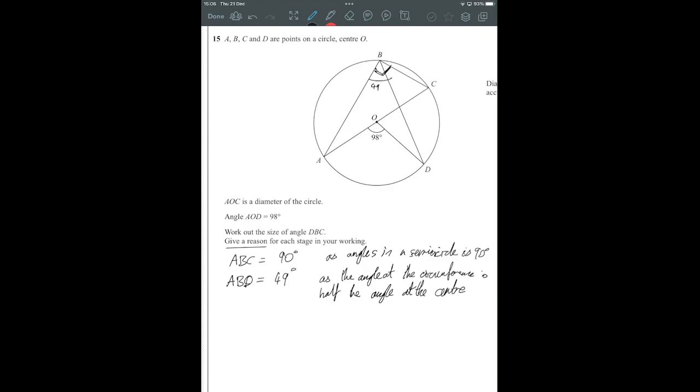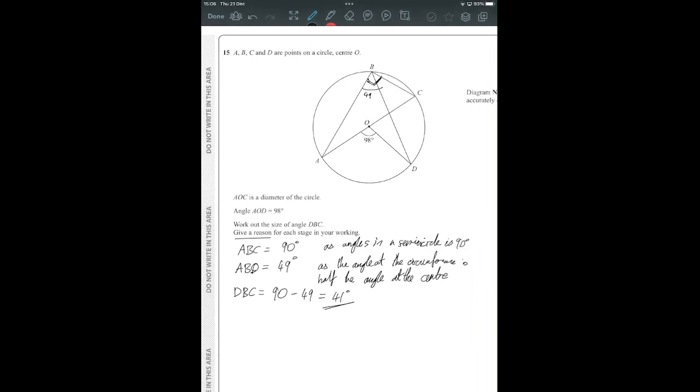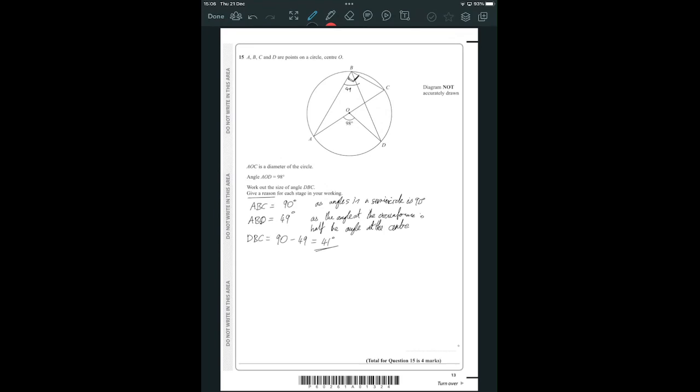Well, now we basically have everything we need, because now the angle that we wanted, which was DBC, well, the whole of ABC was 90, ABD was 49, so the leftover is 41, and there is my answer, and I've given reasoning all the way through. You'll probably only get 2 marks for 41. The other 2 marks are for those reasons. And there's probably other ways to do that question.